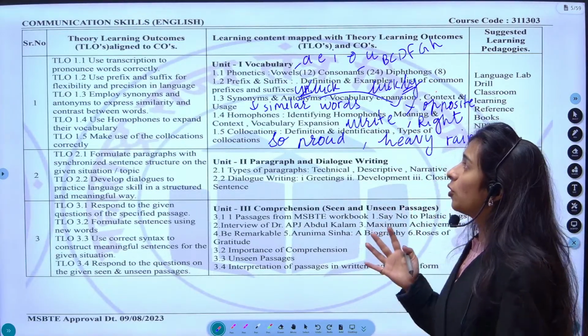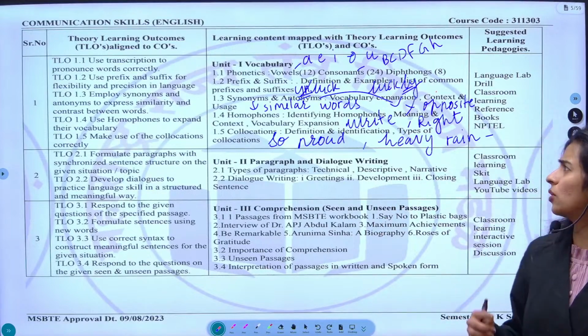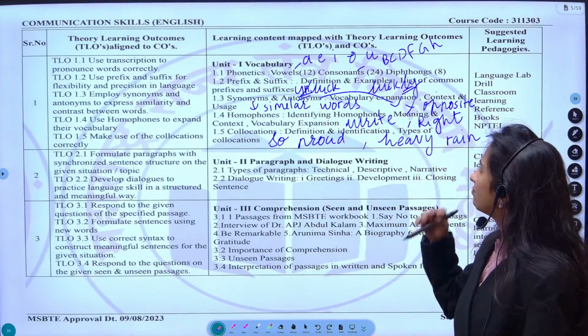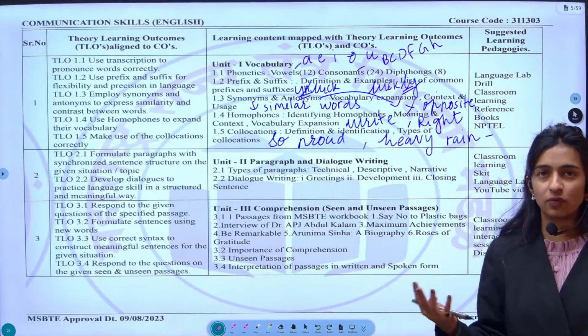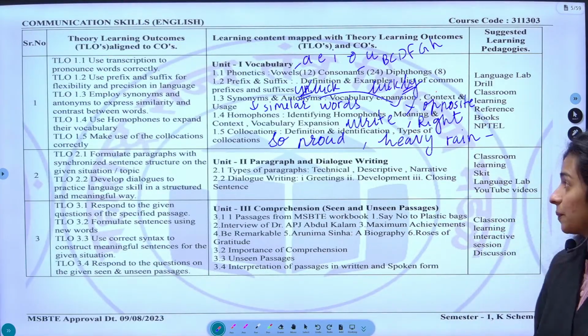So this is all about 1.5. Unit 1 is all about vocabulary. You will see similar words, collocation, homophones, phonetics, prefix and suffixes, all related to words.